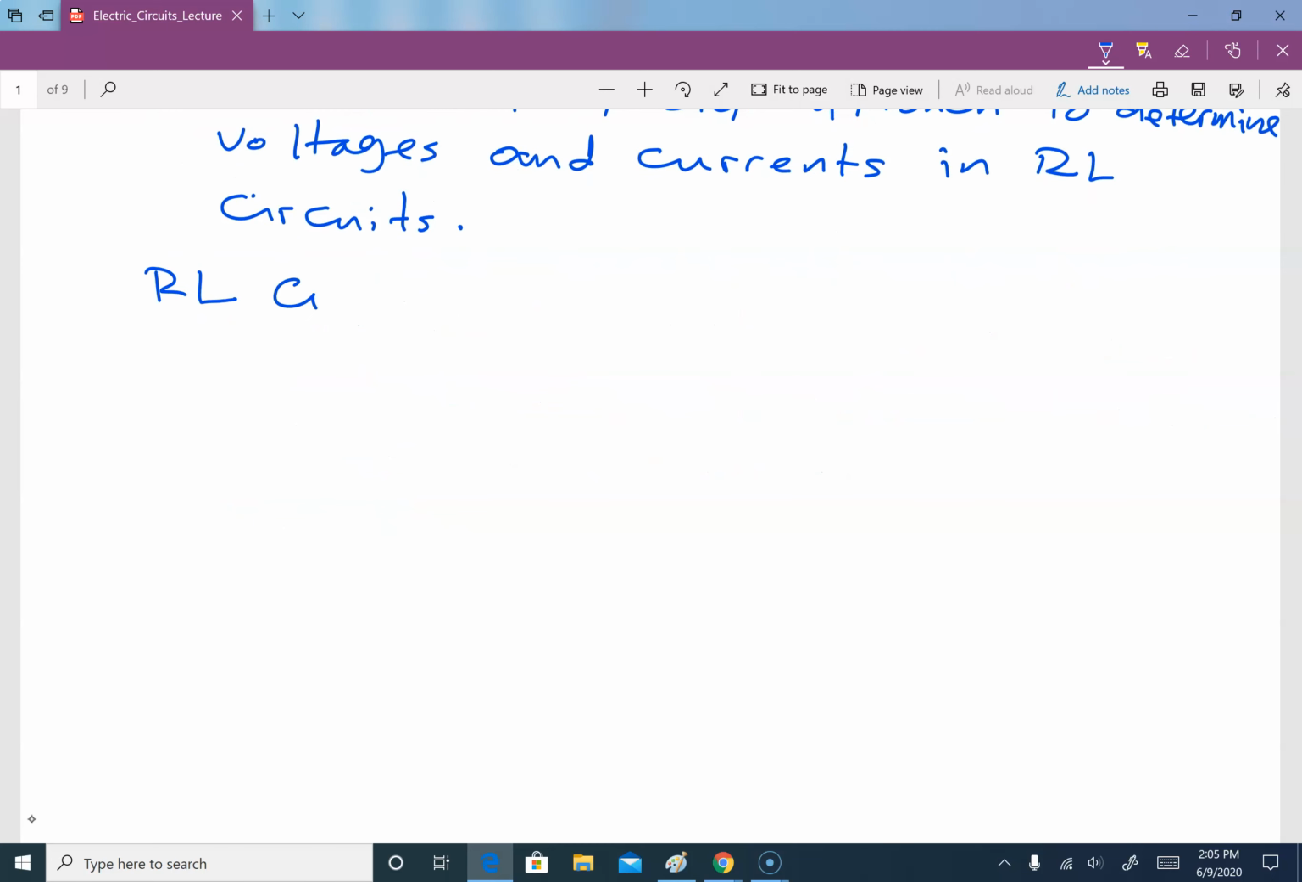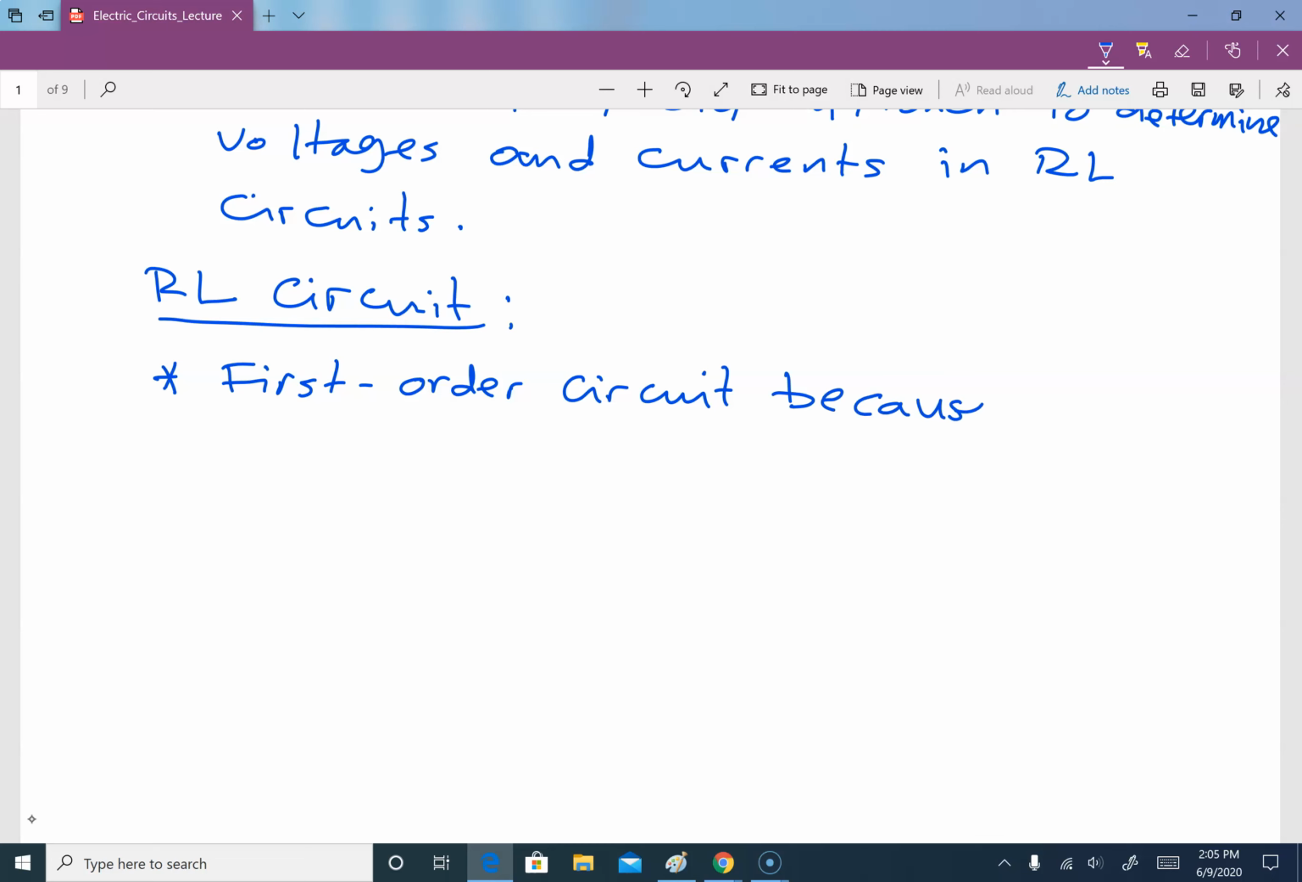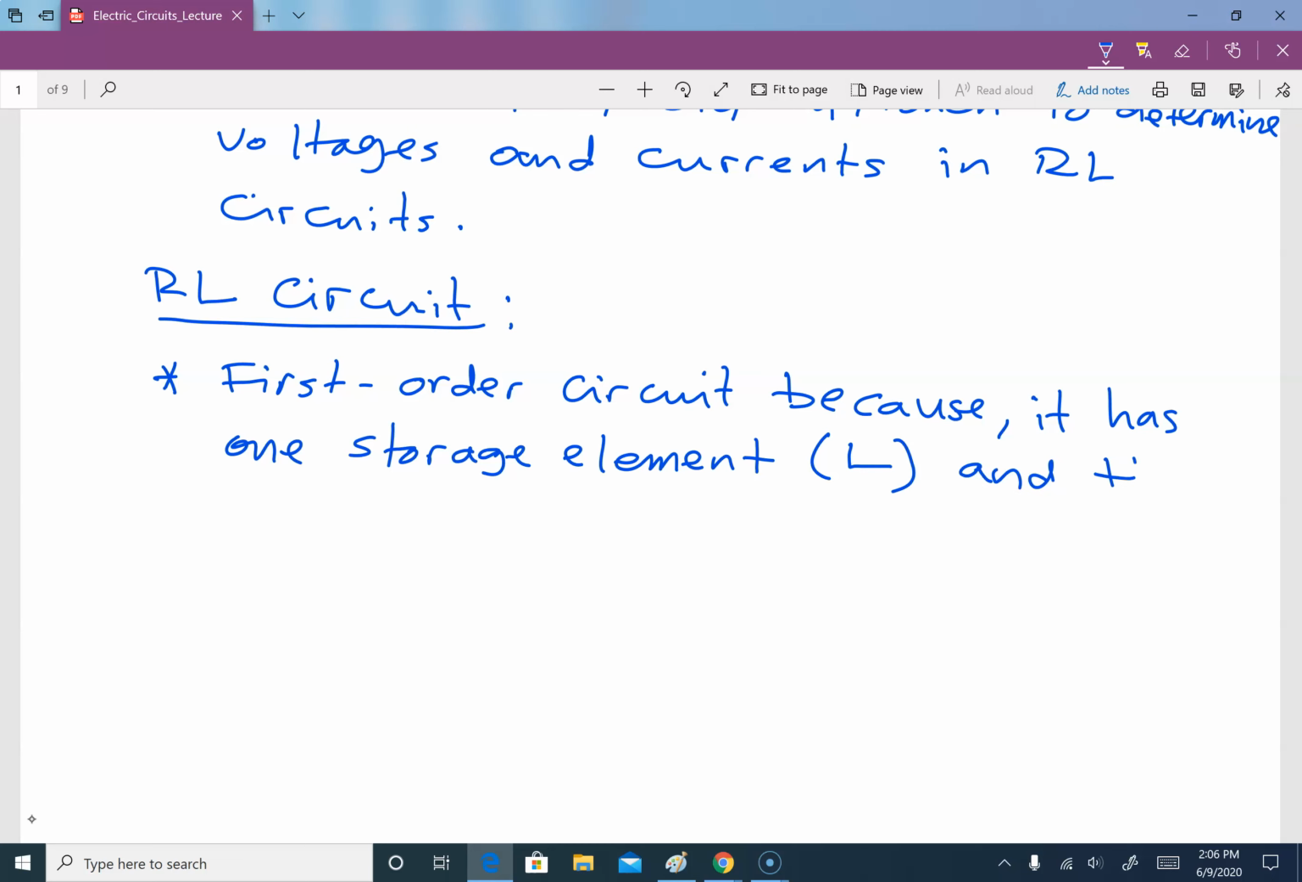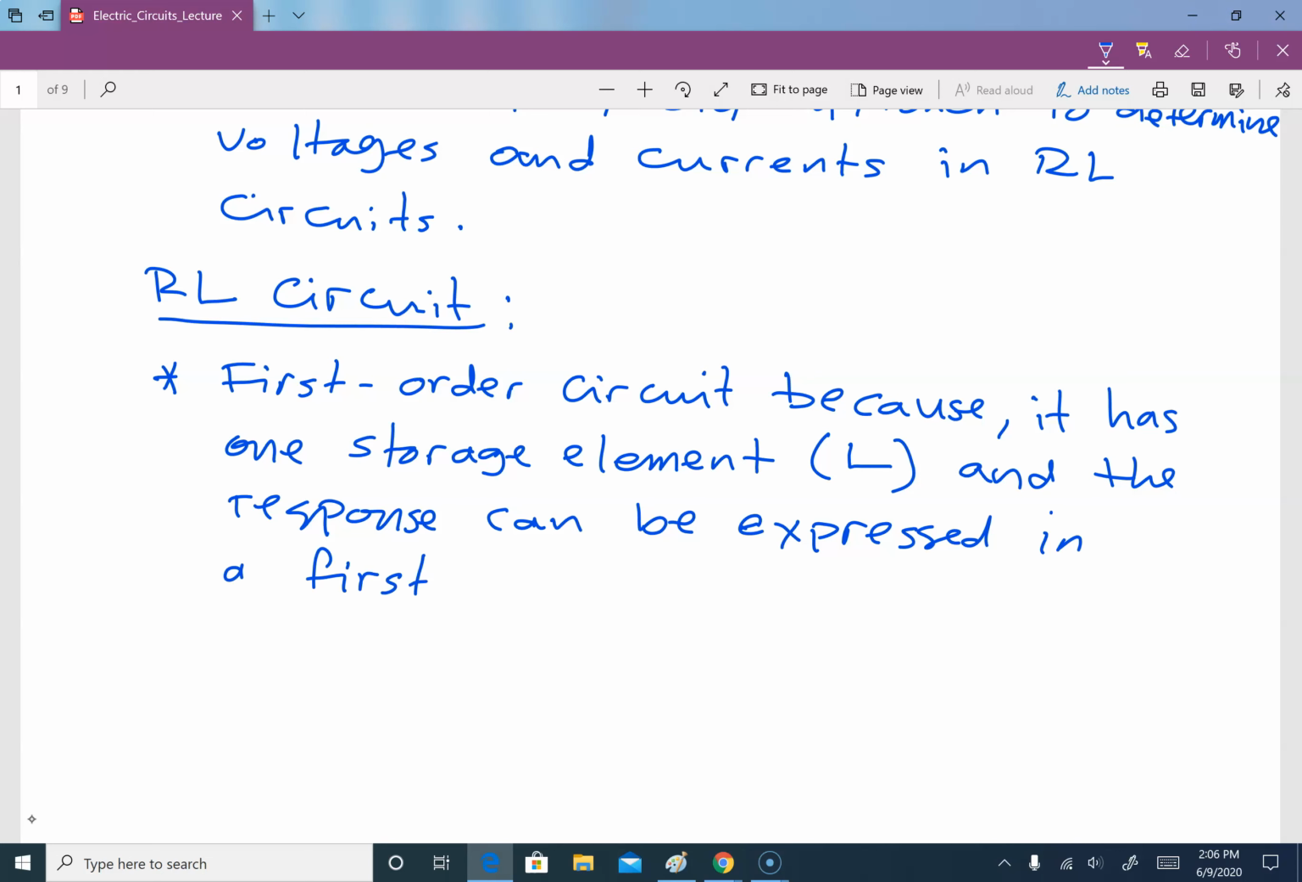So our RL circuit, first of all, is a first order circuit, because it has one storage element, which is L, inductance, and the response can be expressed in a first order differential equation.